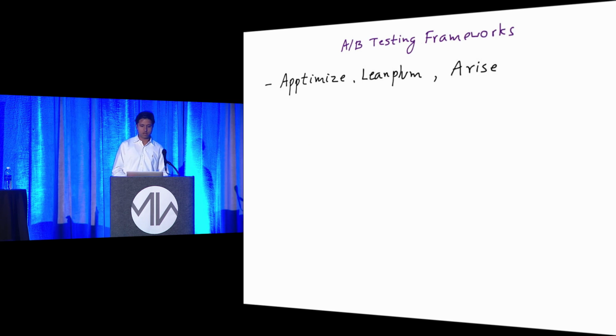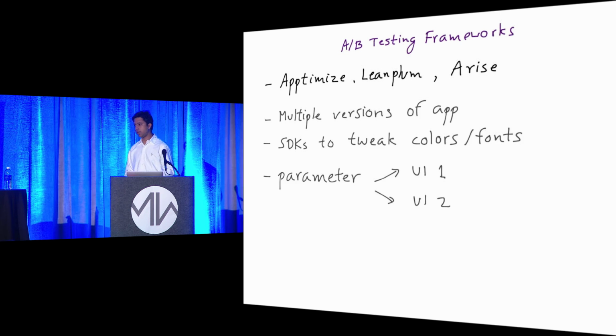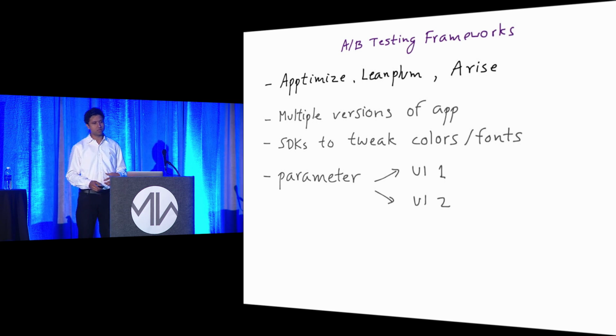The way you can do this is that there are a bunch of A/B testing frameworks that have recently sprung up for mobile. A few of them are listed here: Optimizely, Leanplum, Arise. They're all great startups. The way they do that is they either allow you to make multiple versions of your app and upload them and then decide which version of the app gets shipped to different people, or they provide you SDKs which allow you to tweak colors, fonts, and stuff like that on the fly and actually deploy it to a certain set of users. They also allow you to tweak certain parameters in the UI, which you can use in your code and decide whether you want to present UI1 or UI2. So all of this is how these frameworks work.